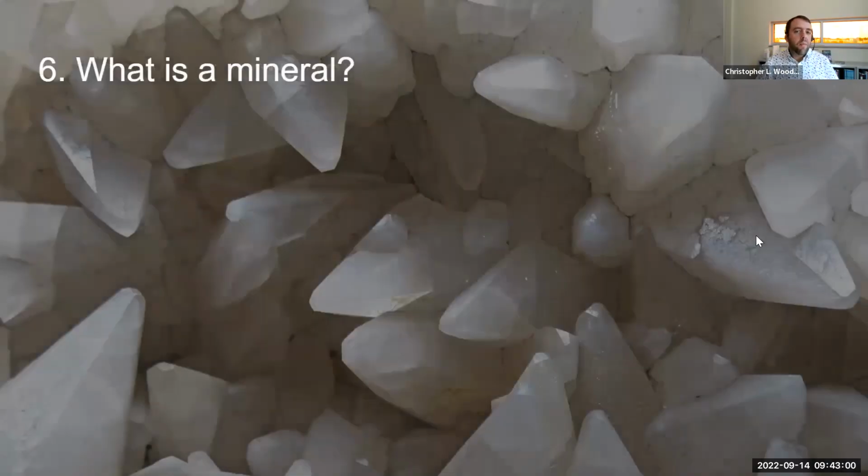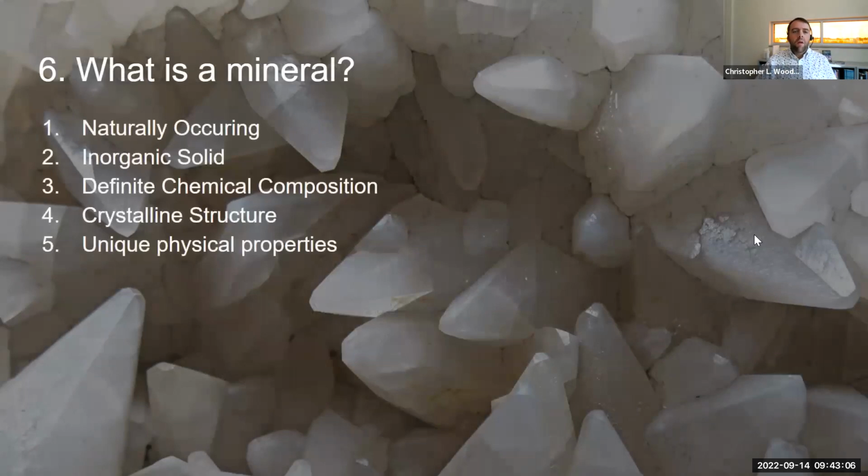So what is a mineral? What does it mean to be a mineral? What is the formal definition of a mineral? 5 main parts. Please make sure you remember these. A mineral is a naturally occurring inorganic solid with definite chemical composition, crystalline structure, and unique physical properties. Again, please commit those to memory.